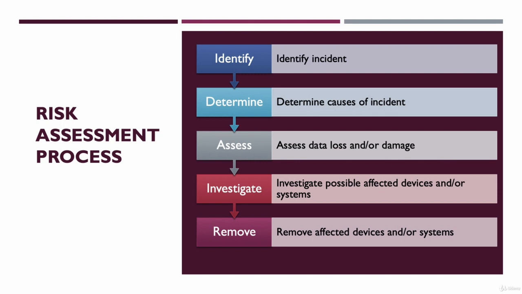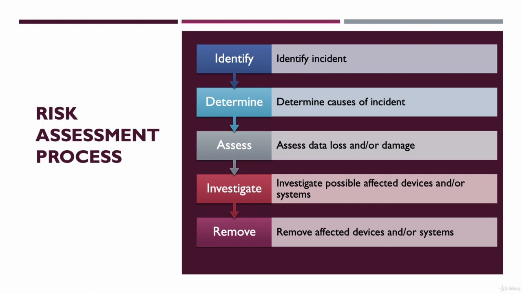So when it comes to the risk assessment process, the first thing you want to do is identify whether or not there was an incident. So you want to investigate what has been determined to have caused any types of flags within the organization, and determine the causes of that incident. If it was truly an incident, then you want to assess the damage caused to the systems and any data loss. You also want to investigate any possible affected devices as well as systems within the organization.